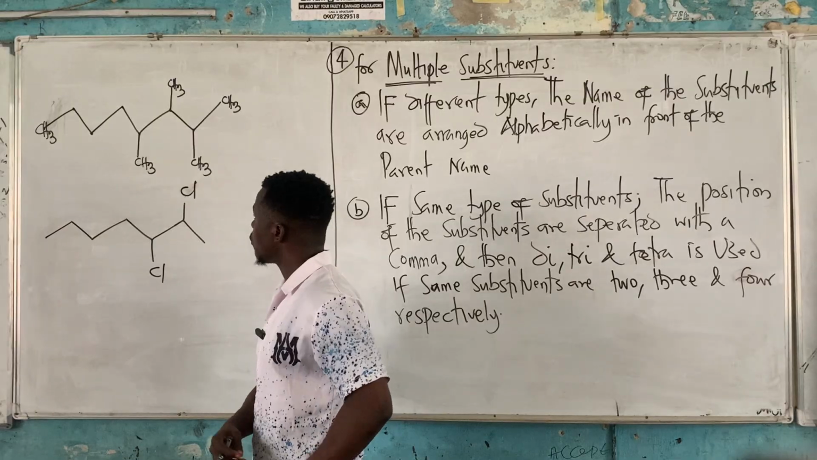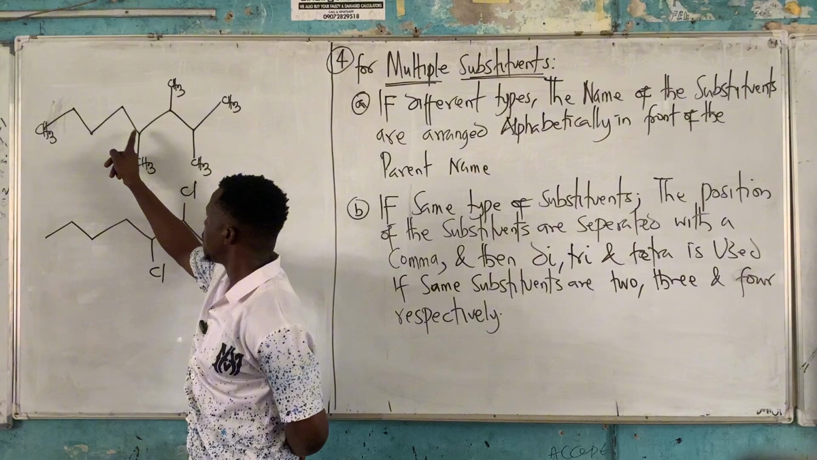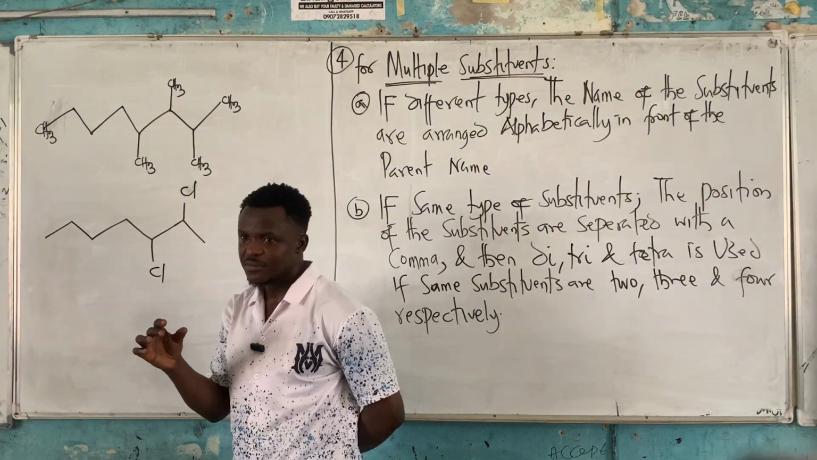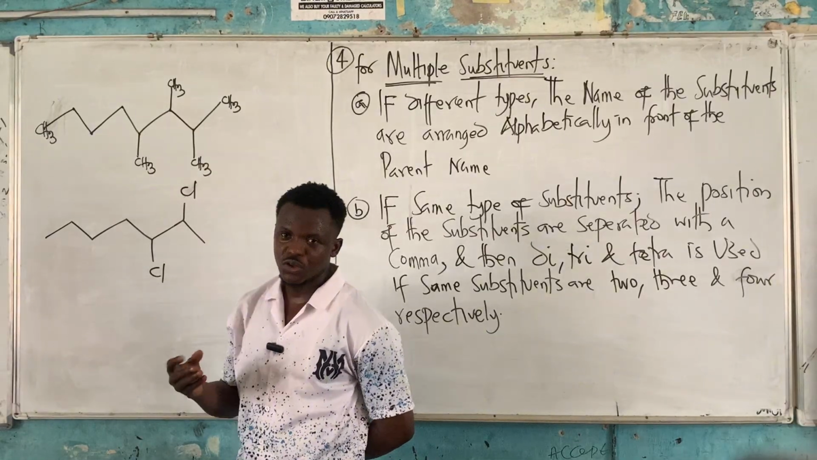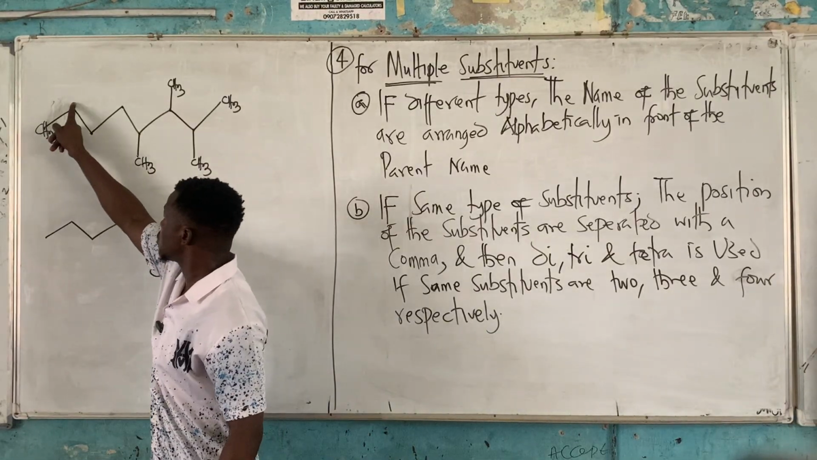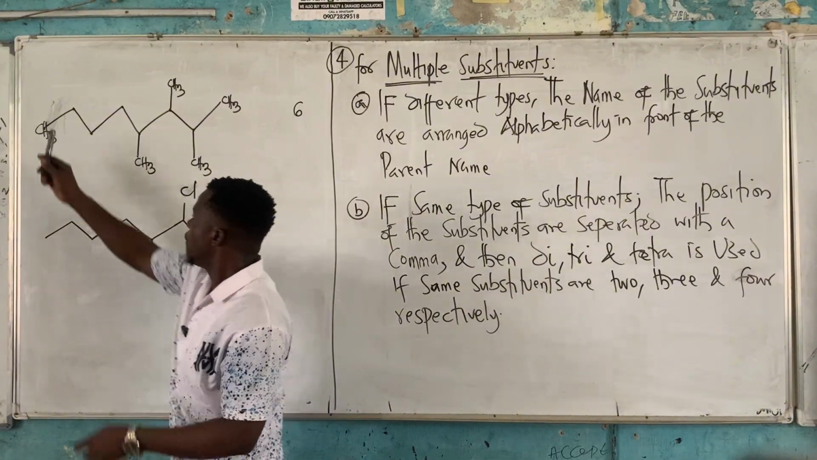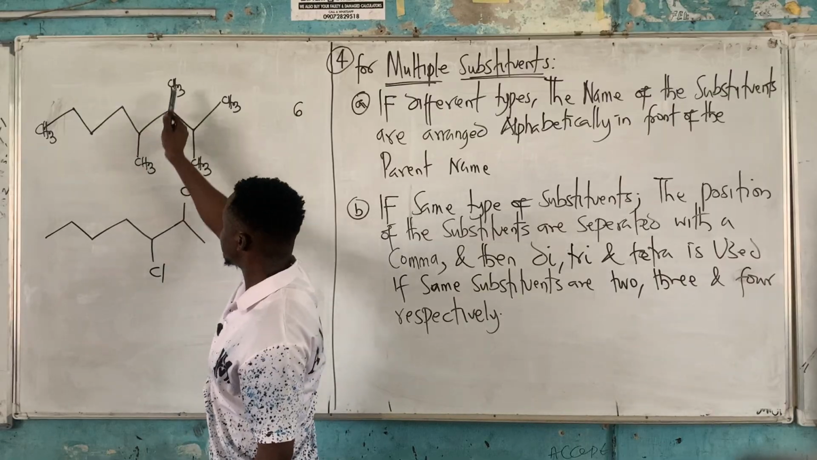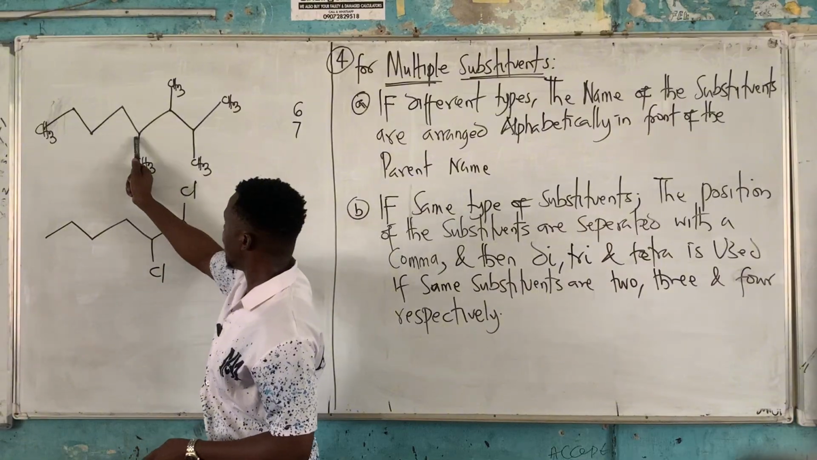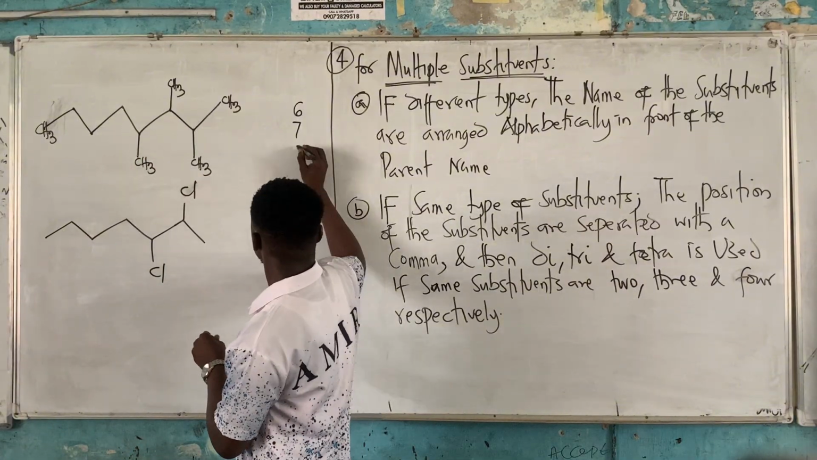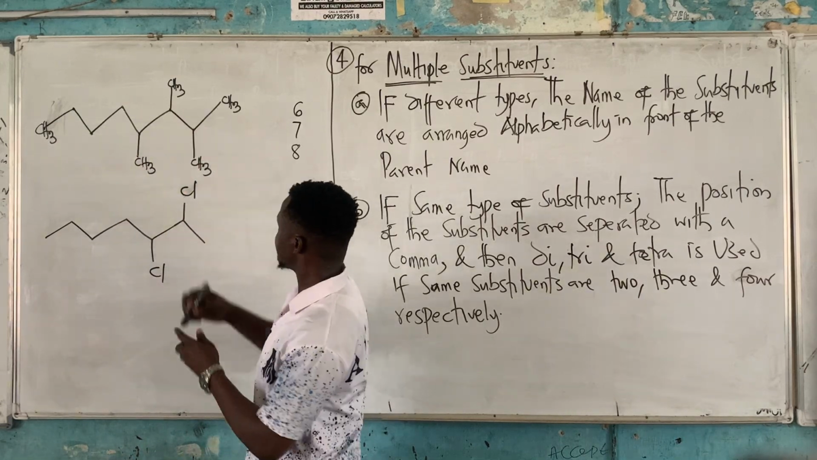Now let's start from, let's check it out. 1, 2, 3, 4, 5, 6. I'm checking all the possibilities. In as much as I already know the parent chain here, I just want to show us that you don't just have to run into conclusion. Just make sure you check it out. 1, 2, 3, 4, 5, 6. 6 carbon. 1, 2, 3, 4, 5, 6, 7. 1, 2, 3, 4, 5, 6, 7, 8. 1, 2, 3, 4, 5, 6, 7, 8.